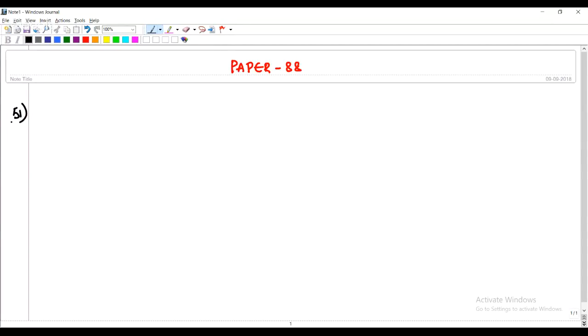Question number 51 says the square of B's age is 1444. The LCM of the ages A and B is 798 and their HCF is 2. What is the age of A? So the square of B, which is nothing but B square, is given as 1444. Find out the square root of it.